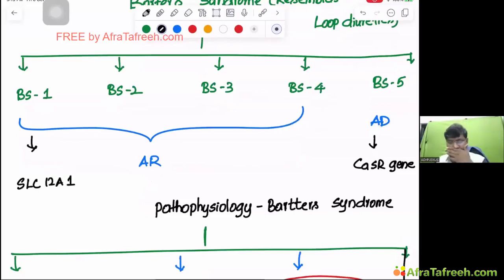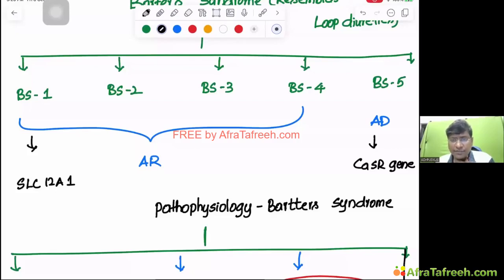Okay, so we have 5 types of Bartter, out of which the first 4 types are autosomal recessive, and the 5th type is autosomal dominant. The problem is in the thick ascending limb of loop of Henle, where the sodium potassium 2 chloride channels are defective. So sodium potassium 2 chloride is not being absorbed, which mimics your loop diuretics. Because of that, fluid volume is reduced and there is activation of RAS. Reason is not known. The prostaglandin E levels are elevated.